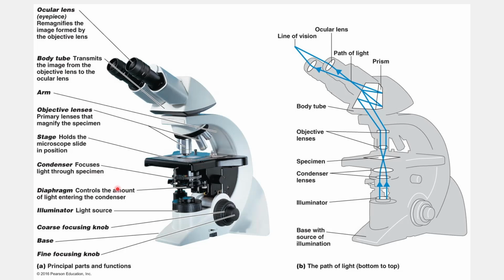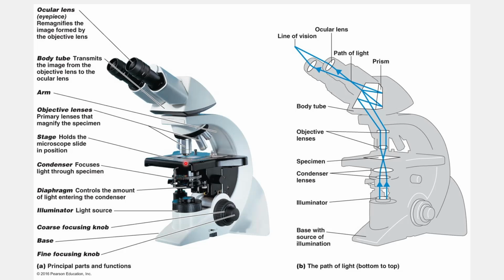We have the diaphragm and the condenser, which are mounted just below the microscope stage. And the diaphragm is sort of like a shutter on a camera. It has a lever and it allows you to control the amount of light that's entering the condenser. And the condenser is a special glass lens which will take the light coming up from the illuminator and condense it into a point which will hit your slide.